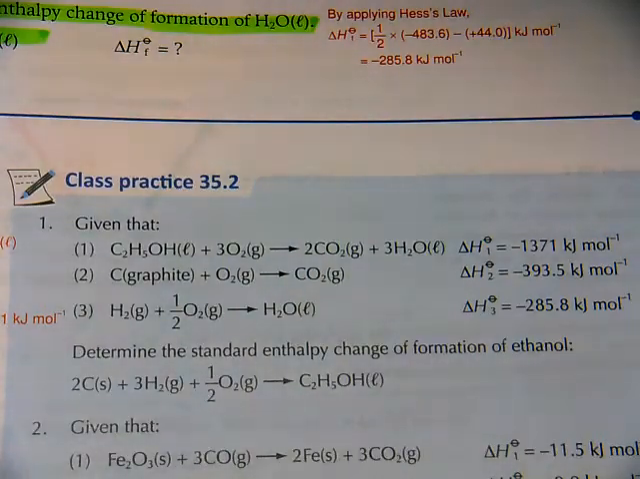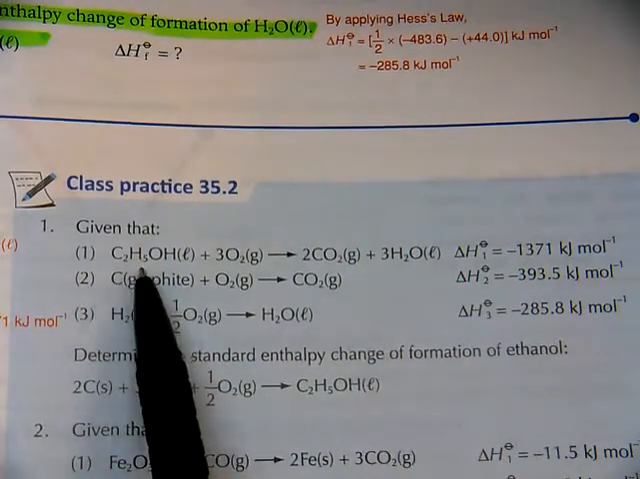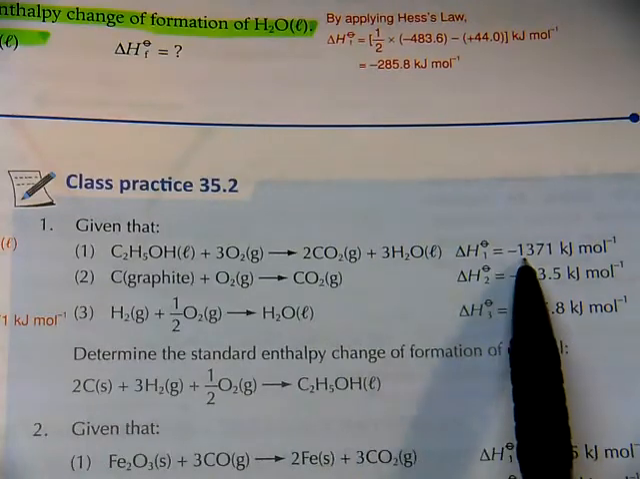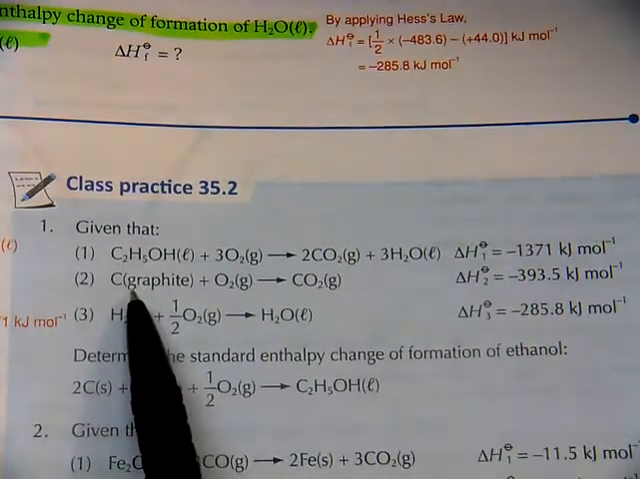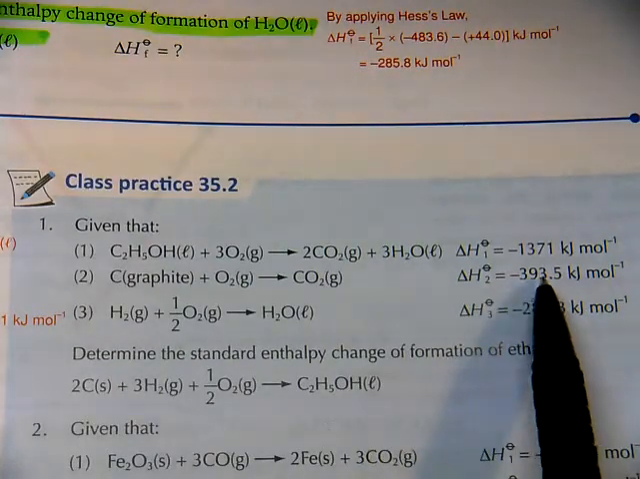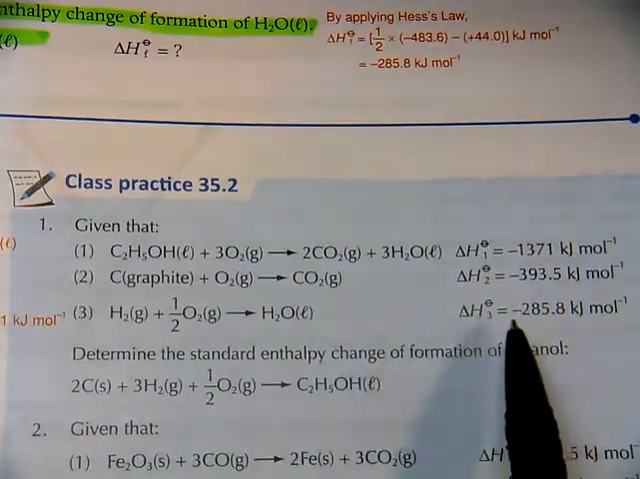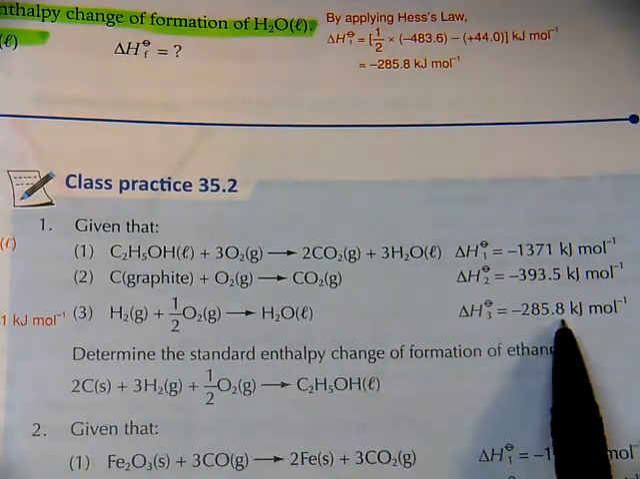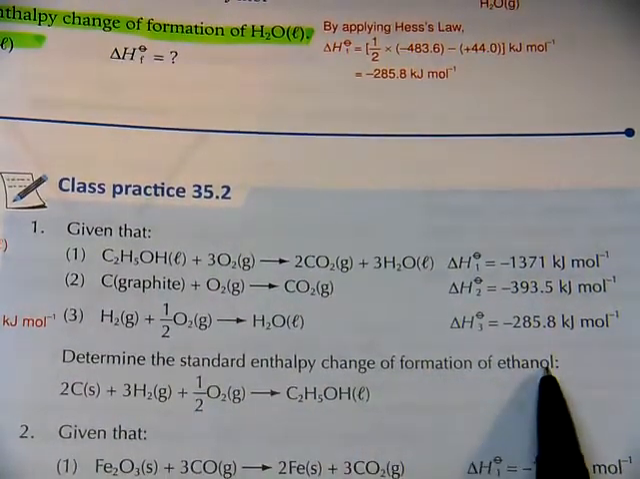Class practice 35.2. Let's look at the equation. Given that the heat of combustion of ethanol is negative 1,371 kilojoule per mole, and the heat of formation of carbon dioxide is negative 393.5 kilojoule per mole. Formation of water, H2O liquid, negative 285.8 kilojoule per mole. Determine the standard enthalpy change of formation of ethanol.